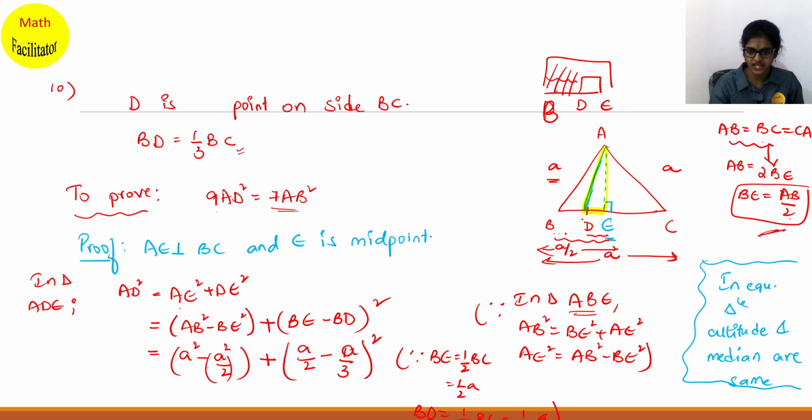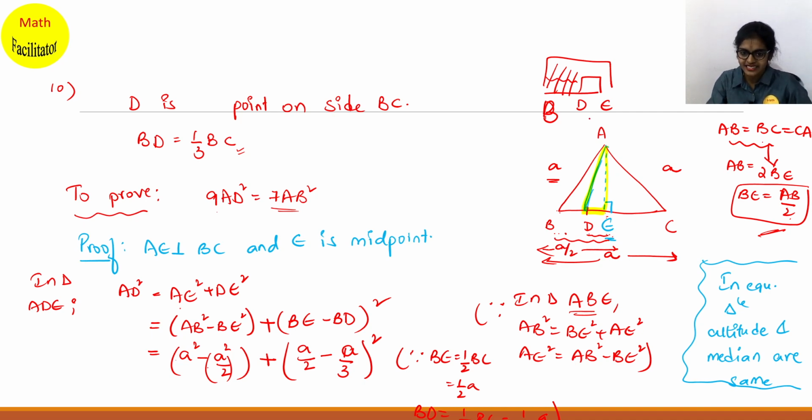So firstly, I have to prove 9 AD square is equal to something. So I'm taking this triangle ADE. In this triangle ADE, AD square is equal to AE square plus DE square. But what is AE square? Now take this triangle, you want the value of AE. So AE is nothing but AB square minus BE square. You have the value of AB, you have the value of BE. AB is A units, BE is half of AB, or you can say half of BC. That means half of A units. And what is this BE?